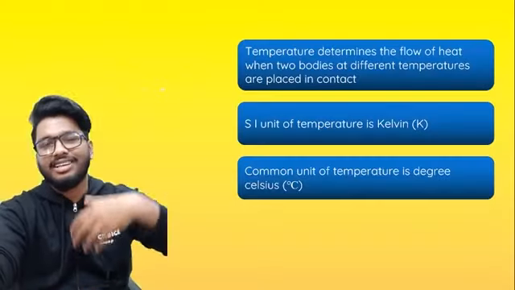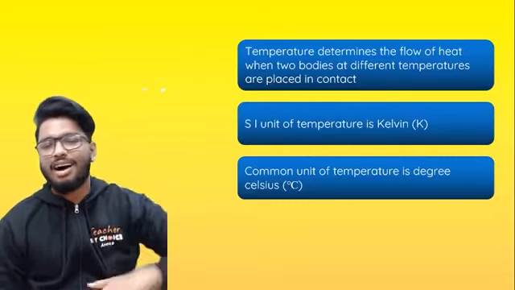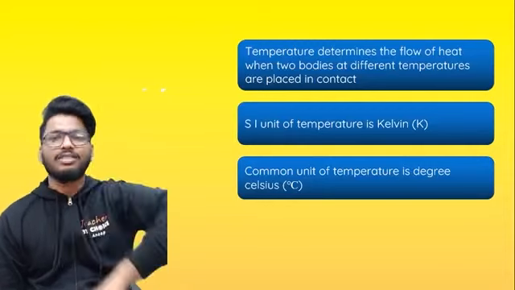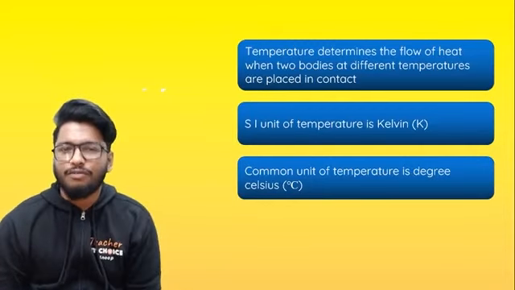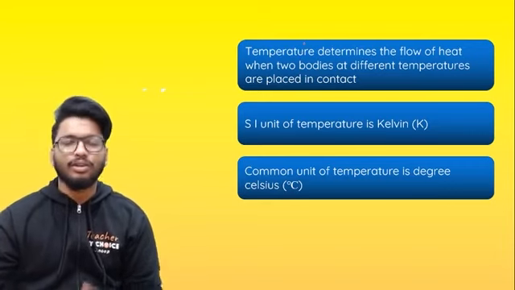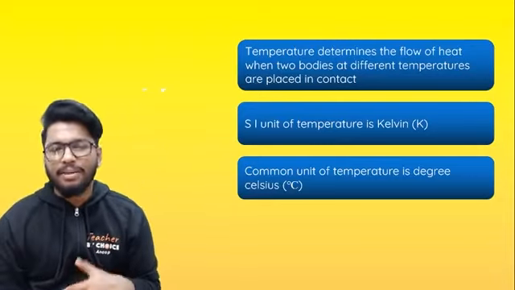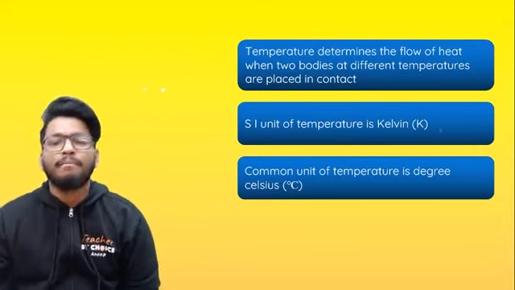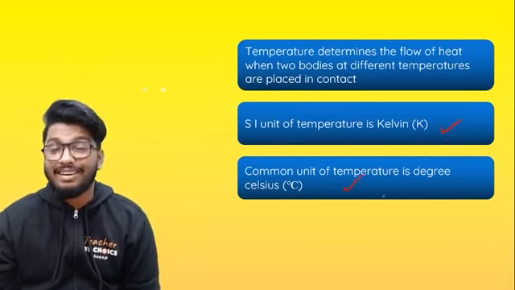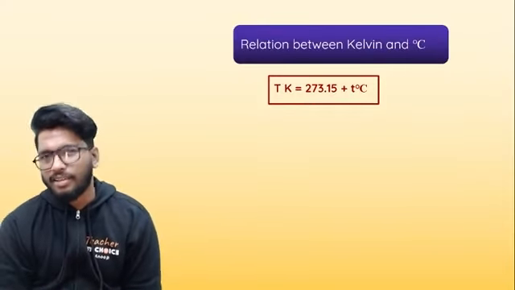And generally we measure it in degrees Celsius. We also have Kelvin and degree Fahrenheit. So many different units are there to measure temperature. But ultimately this is what it tells you. So if you have to define temperature, temperature determines the flow of heat when two bodies of different temperature are placed in contact. Understanding the temperature will help you determine how the heat flow is going to happen. The SI unit of temperature is Kelvin, but the common units, especially in India, are degree Celsius and degree Fahrenheit, right? Now, you have to understand a little bit more about this Kelvin.